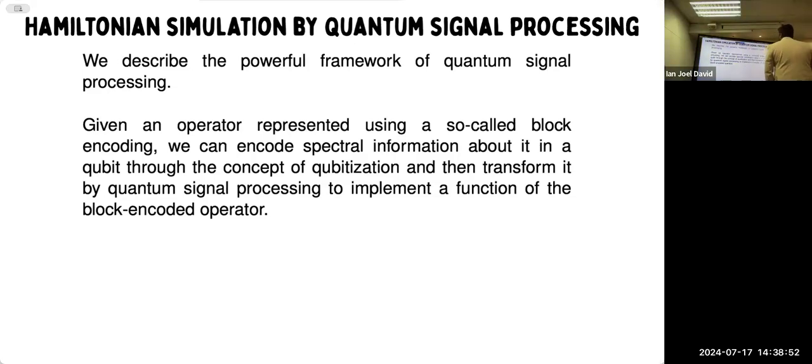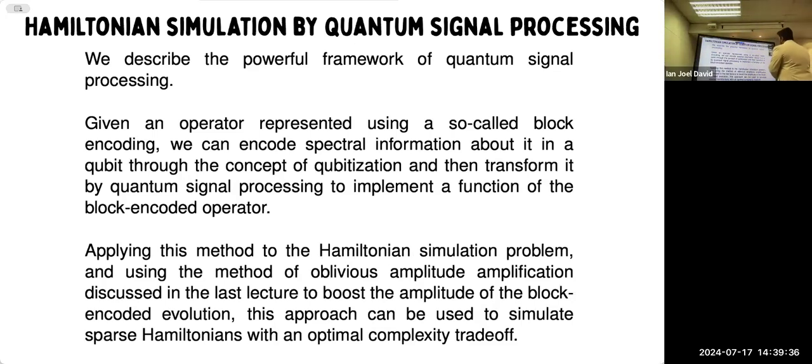So the idea here is that given an operator represented by something called a block encoding, we can encode spectral information about it in a qubit through the concept of qubitization and then transform it. We transform that spectral information by using quantum signal processing to implement a function of a block encoded operator. This is the main idea behind quantum signal processing: we start out with something that is block encoded, we encode its spectral information into a single qubit by qubitization, we apply the signal processing procedure, and then we have a polynomial function of our block encoded operator.